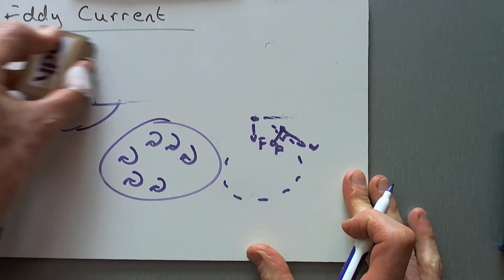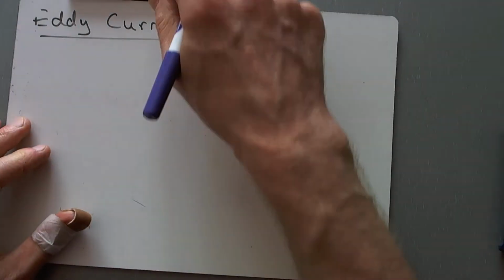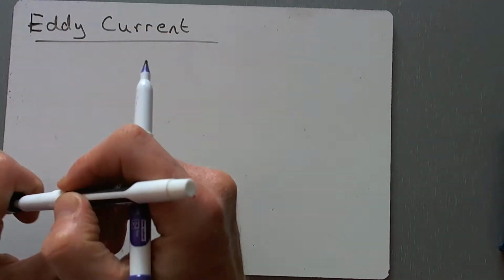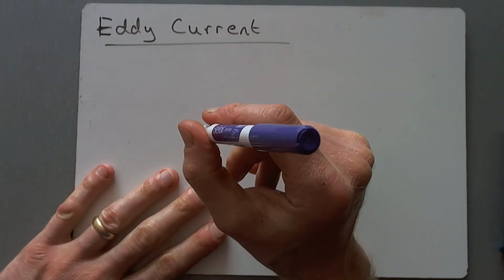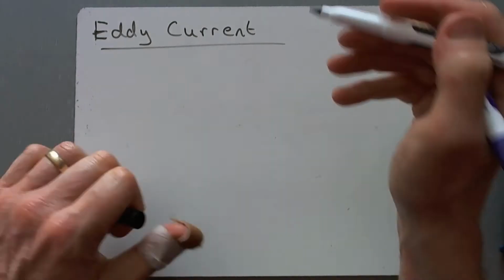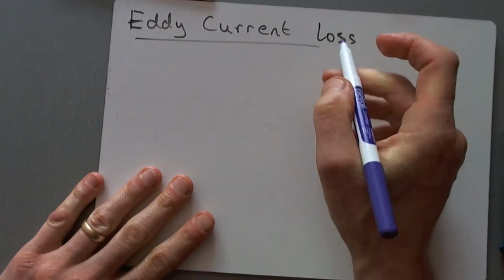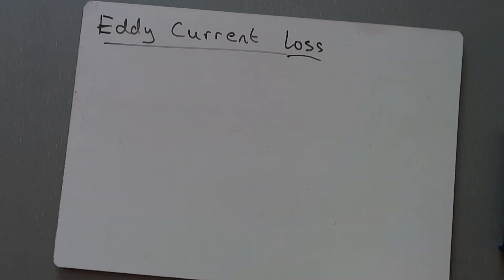We talk about eddy current losses, so let's have a quick think about them, which is predominantly what we're looking at in our specification. So what's an eddy current loss? Essentially, where this becomes important is for transformers.